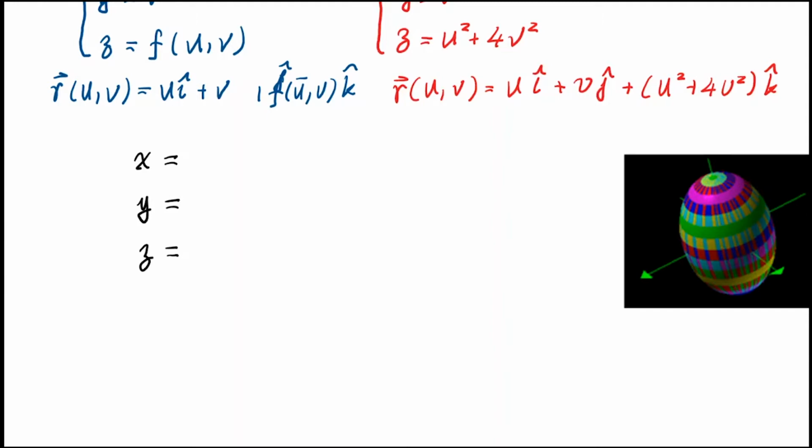Okay, what was x in spherical coordinates? Somebody tell me. Rho. Oh no, you don't remember any of this. Now the truth comes out, right? It was rho sine phi cosine theta, right?